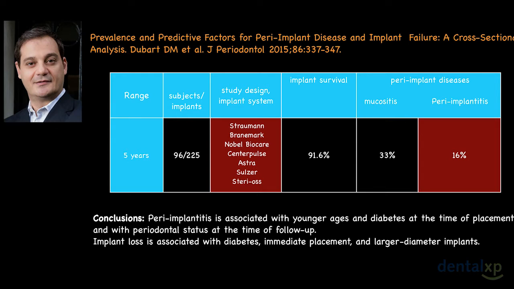The implant loss is also associated with diabetics, immediate implant placement, but also they brought up something very interesting, the larger diameter of implants. And that's something that I cannot understand, why the larger diameter implants will lead to more implant loss or to more loss of bone around them. So this is something to be looked at, and hopefully we will have a better look at it in the future.